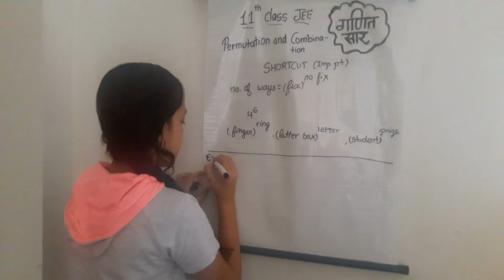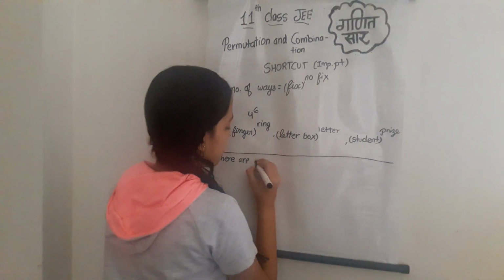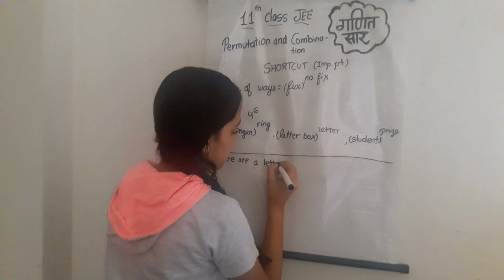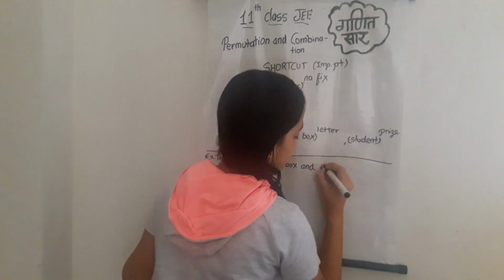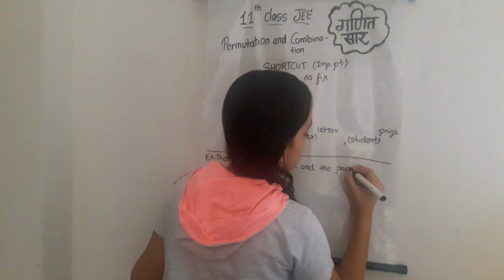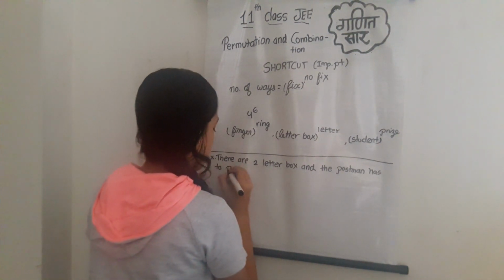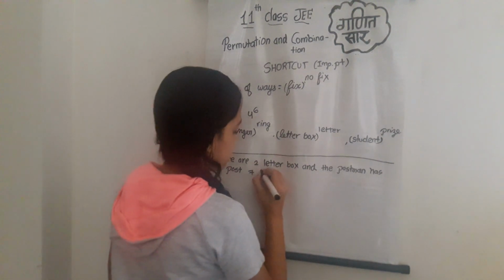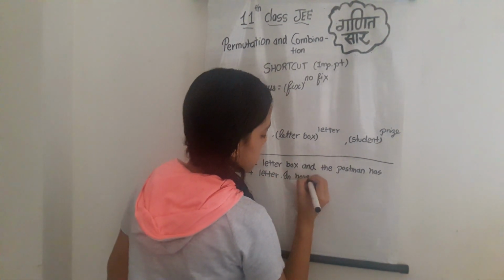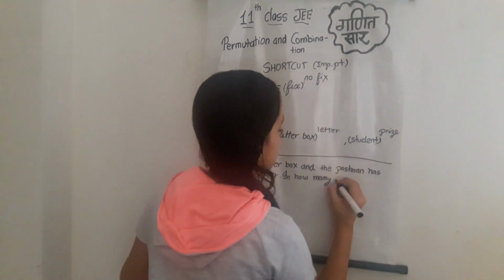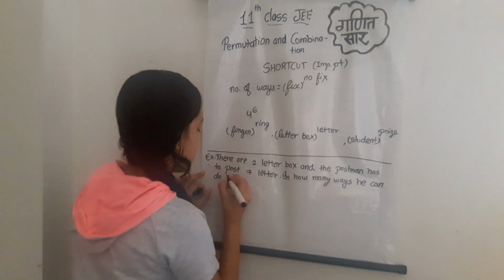Now let's take an example. There are 2 letterboxes, and the postman has to post seven letters. In how many ways can he do this? So this is our example.